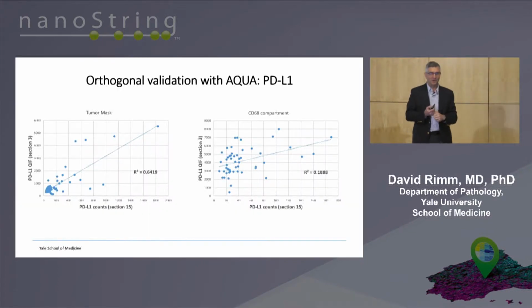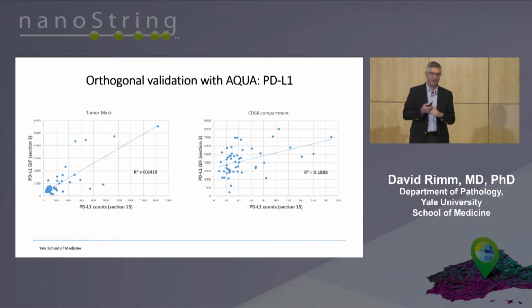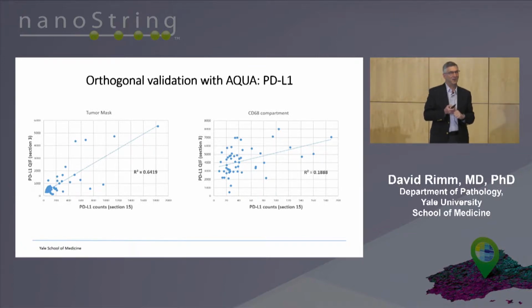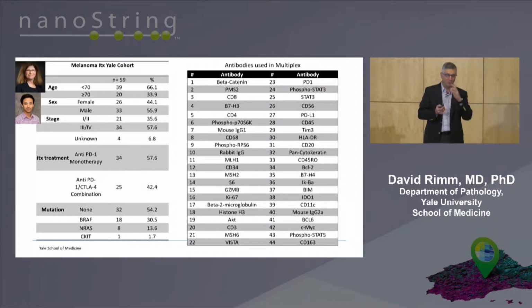And when we do that, we could orthogonally validate, again in our own lab, our AQUA scores with the Nanostring DSP. You can see that the PD-L1 and the tumor mask were quite concordant. Interestingly, the PD-L1 by QIF versus the DSP was not so concordant. The R-squared was 0.18. We'll get back to that in a minute, but I think that's real. I think we have different kinds of compartment measurers, and we're measuring a difficult compartment for quantitative fluorescence to manage. And so with that, I'd like to show you the use of the discovery tool.